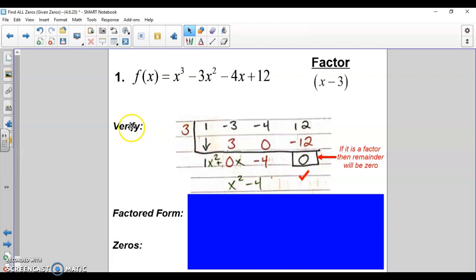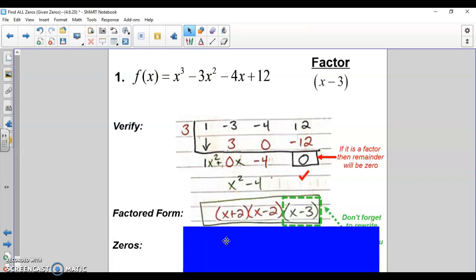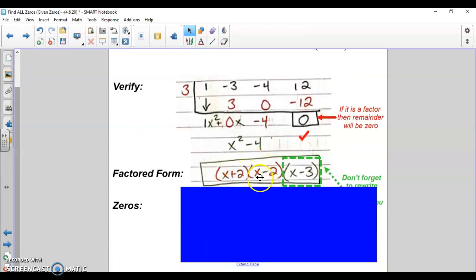So the verification is just running through synthetic, making sure you get 0 at the end. If you don't get 0 at the end, something went wrong on your end. Alright, double check the work, ask me if you have a question, whatever it may be. I factor that out, it's x plus 2, x minus 2.